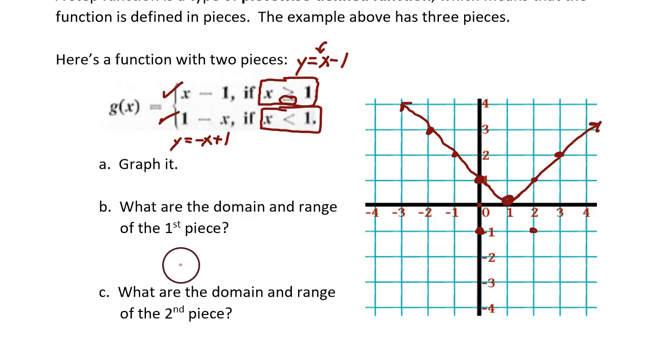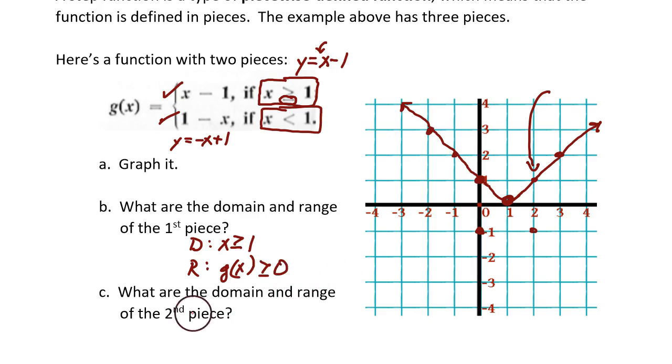Question B, what are the domain and range of the first piece? The domain is the x is greater than or equal to 1 statement. The range are the values of g that result when using numbers greater than or equal to 1. Looking at the graph is a great way to find the range. Look at this piece of the graph. You'll notice that the lowest value you ever have for function g is 0. And then it goes uphill from there. So the range is g of x is greater than or equal to 0.